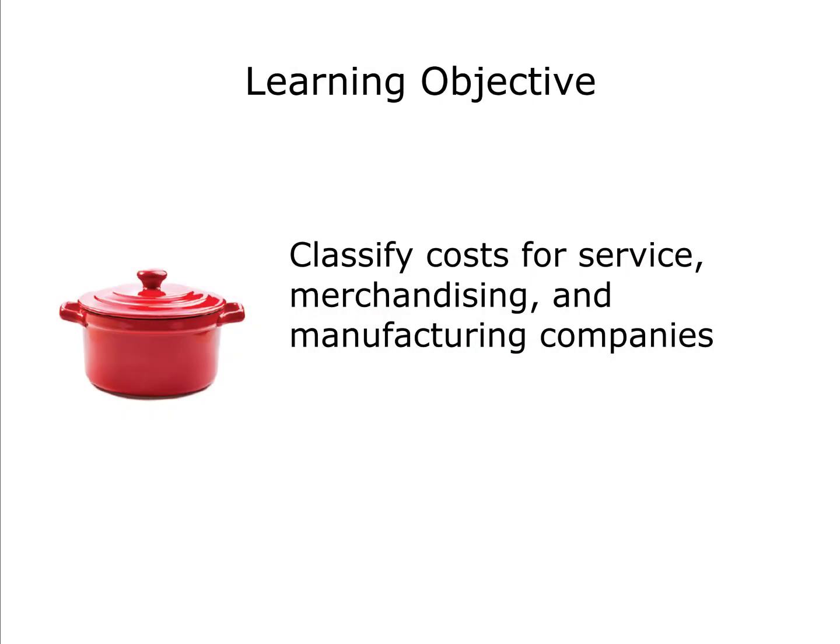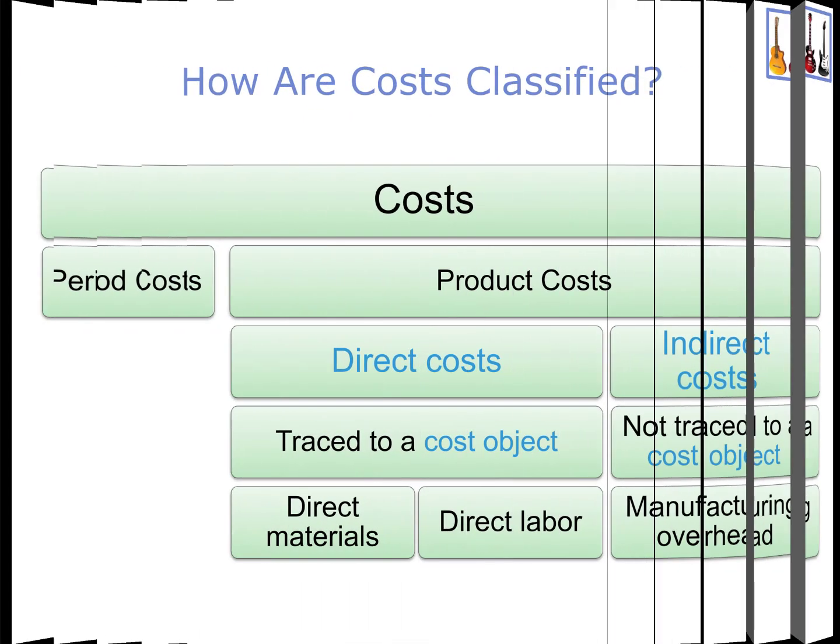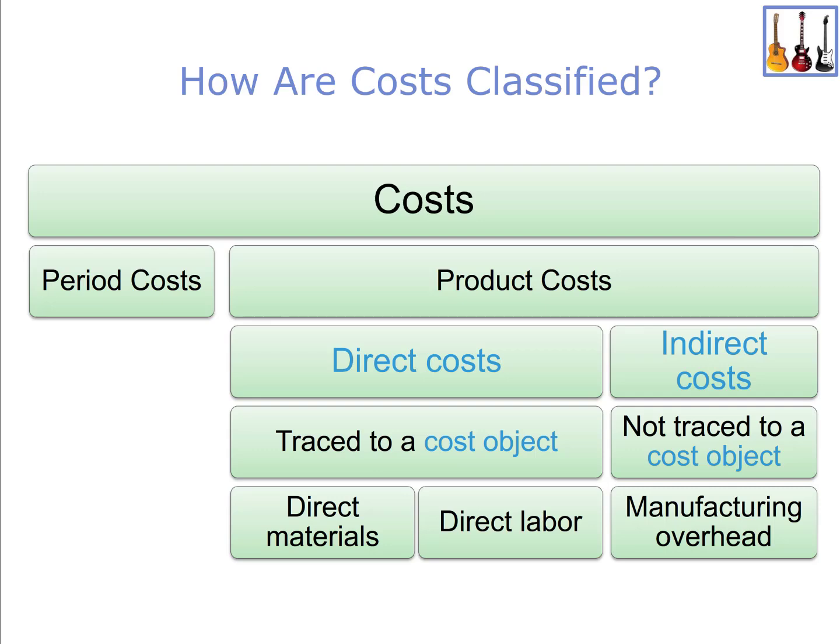The next learning objective is to classify costs for service, merchandising, and manufacturing companies. So let's further break down the classification of all costs. It's very important to understand how costs are classified for the rest of this class, so make sure you have a good grasp of these concepts. After going over the classification, we'll get some practice classifying costs.